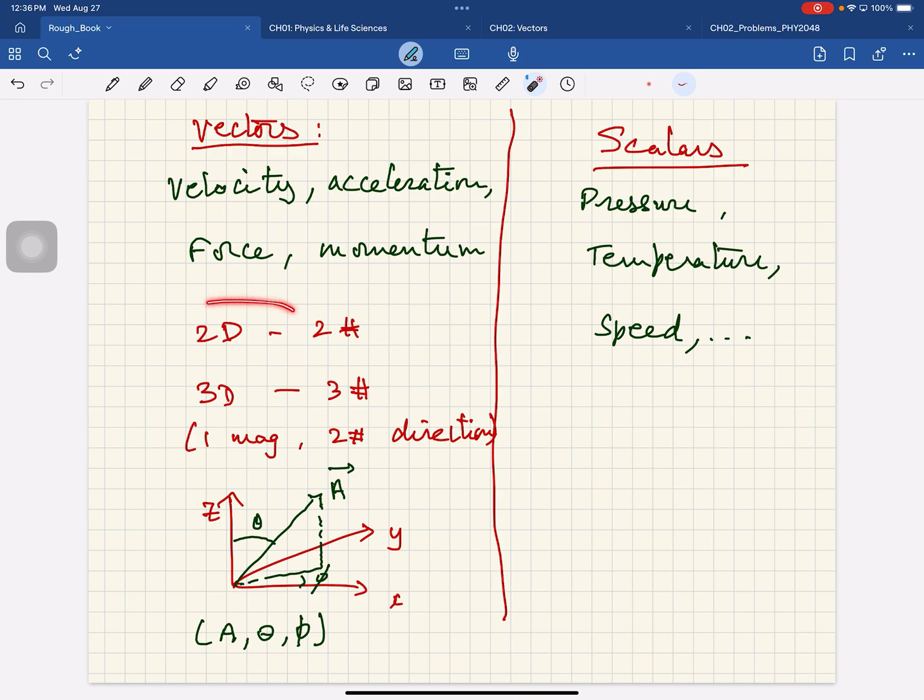So in 2 dimensions, you need 2 numbers. In 3 dimensions, you need 3 numbers. In n dimensions, you need n numbers to specify a vector: 1 for the magnitude and n minus 1 numbers for the direction.